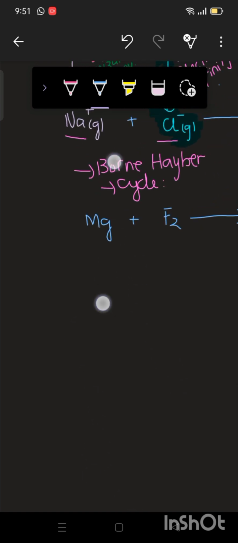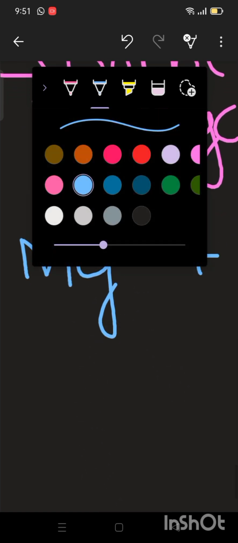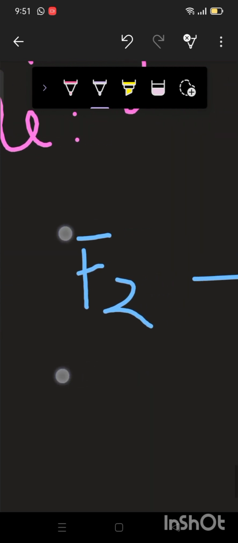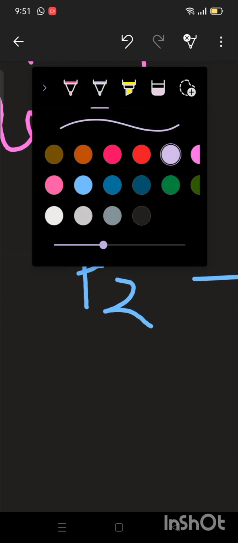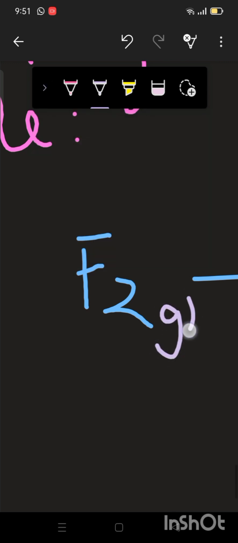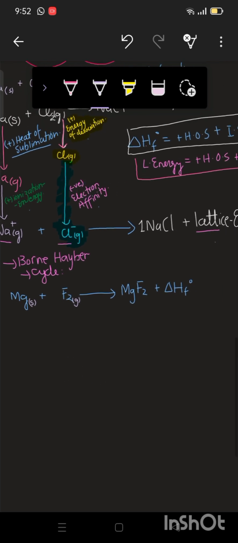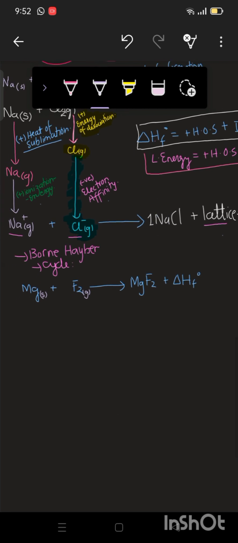So we have taken Mg in its stable state, and Mg's stable state is the solid form, right? Mg is found stable in the solid form, and fluorine is found stable in the gaseous form. So we have taken the reactants in their stable form. That's why the energy which is released here is heat of formation. But we need to find the lattice energy, because the Born-Haber cycle is used to calculate the lattice energy only.